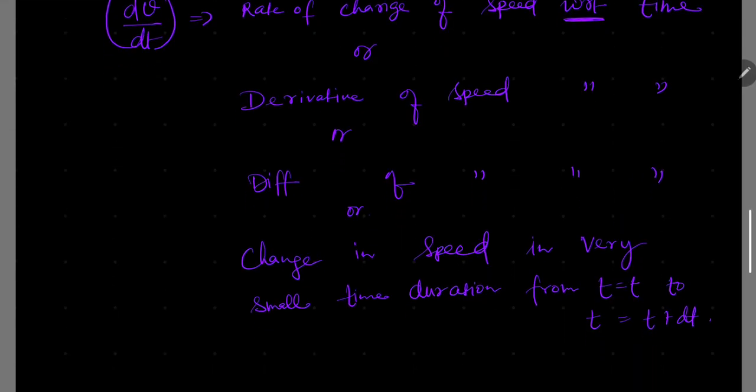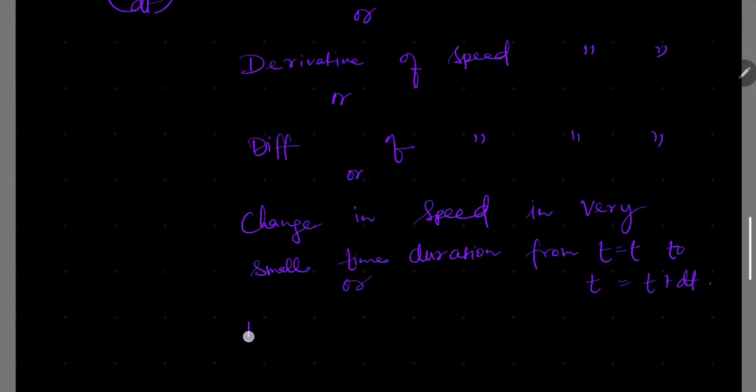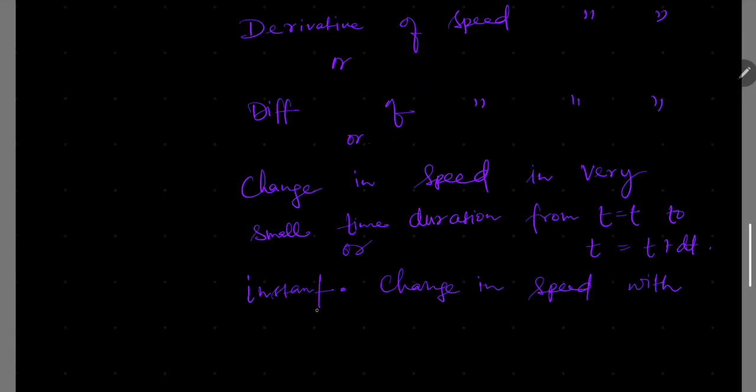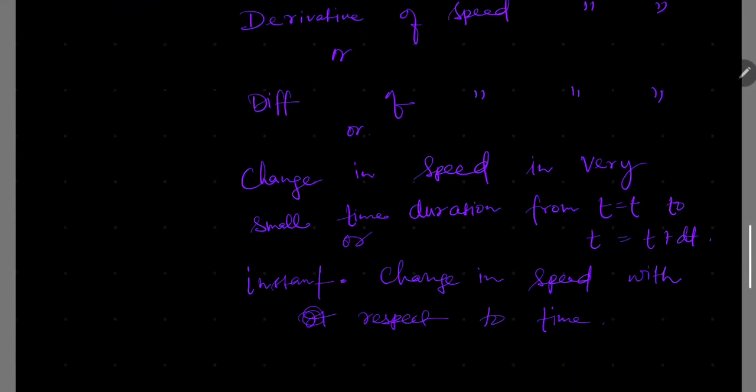You can also say it is the instantaneous change in speed with respect to time. I hope everything is clear. Why are we going to learn differentiation? The answer is simple: to get the instant change in any physical quantity. Instant change is calculated in a very, very small time interval.